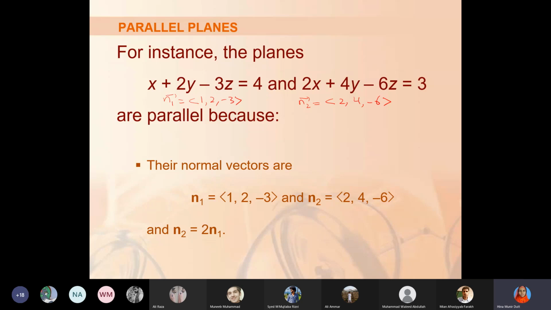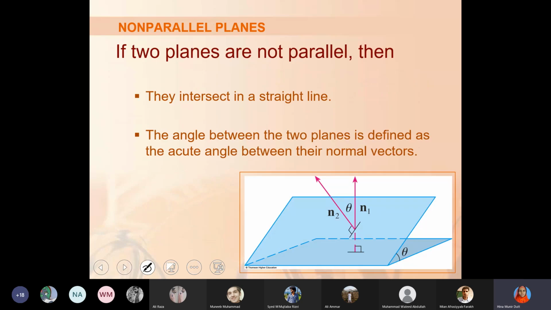If the two planes are not parallel, then they will intersect, and their intersection is a straight line. Just as the intersection of two straight lines is a point, similarly the intersection of two planes is a straight line. And the intersection of two planes can be a plane as well, when the two planes are overlapping. In that case, the intersection is a plane itself.